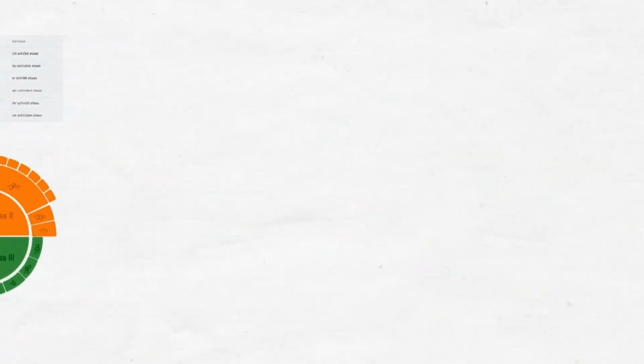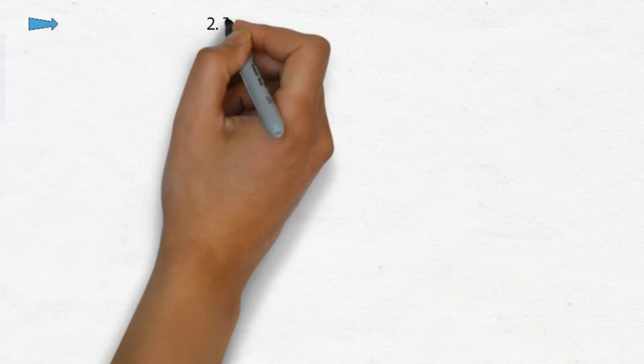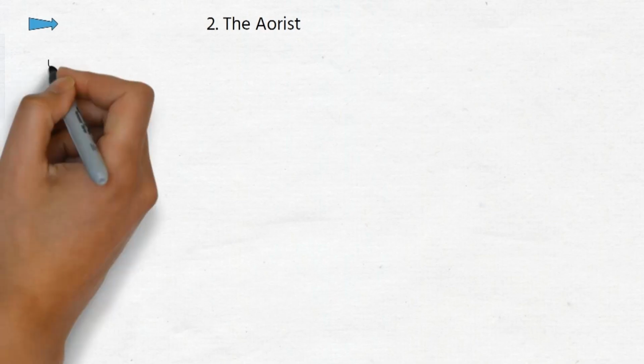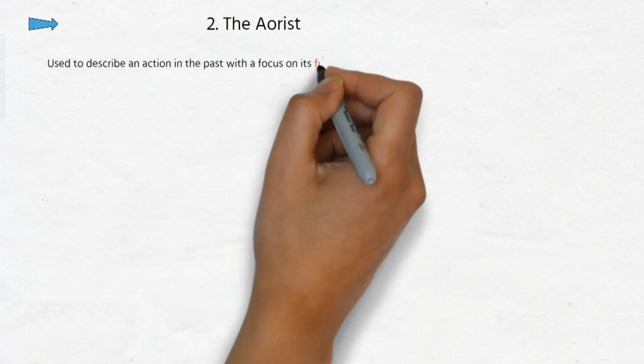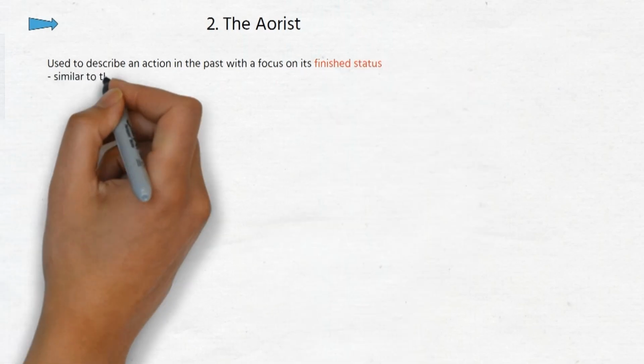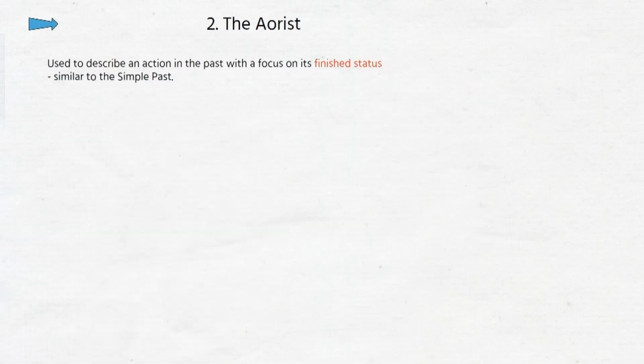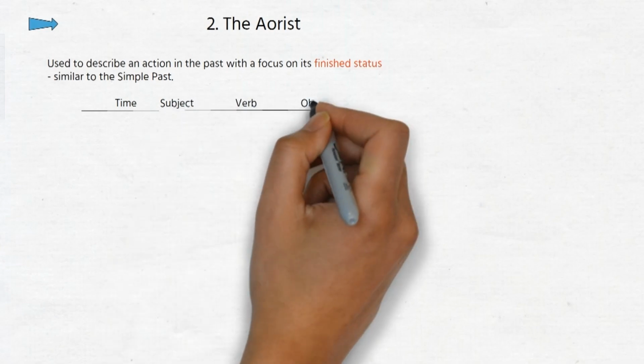Now let's proceed to the aorist. The aorist is used much like the simple past in English. The emphasis here is more on that the action is already finished. So again, we start from the present and the future.